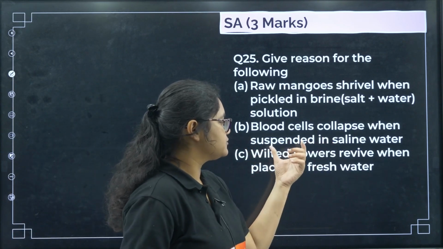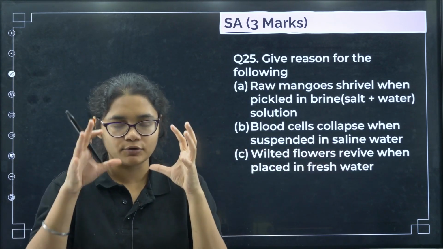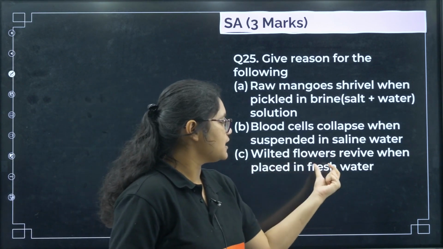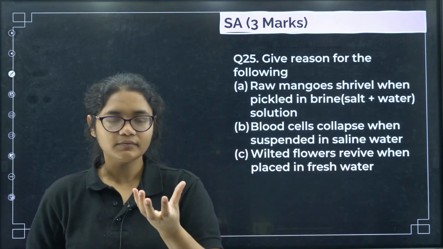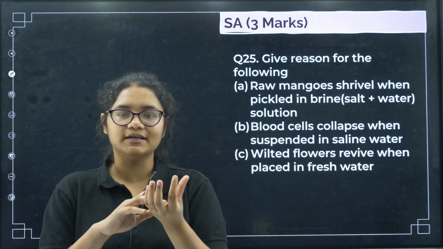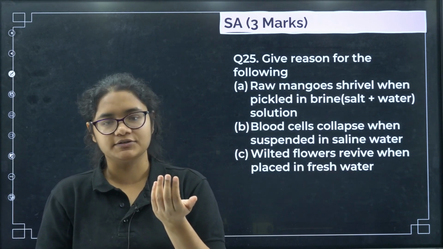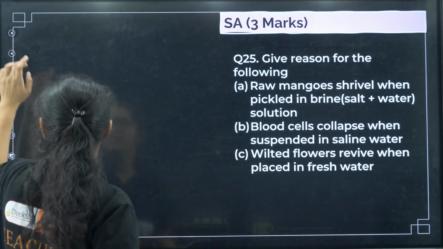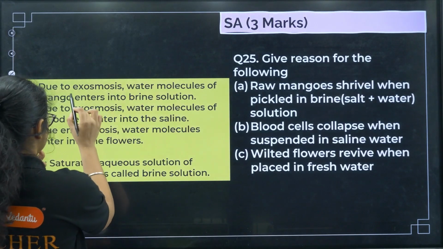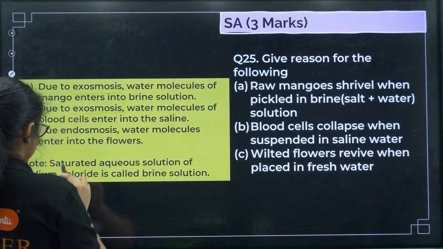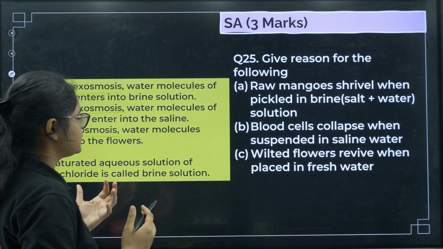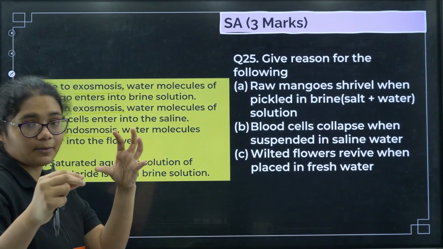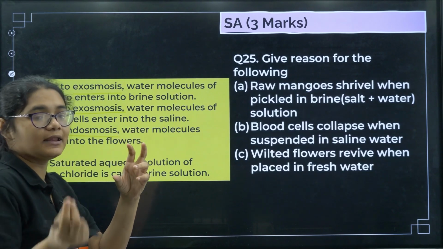Similarly, blood cells collapse when suspended in saline water. Same thing, when you put it in saline water, water will flow out, the blood cells will collapse. Wilted flowers revive when placed in fresh water. Fresh water you have kept, wilted flowers are there, they have less concentration, here high concentration, so water will flow inside the flowers and they will bloom, right? So that is the different application. This is due to exosmosis, and this is due to endosmosis. What is exosmosis? Exosmosis means water coming out from the particle. Endosmosis means water entering inside the particle.